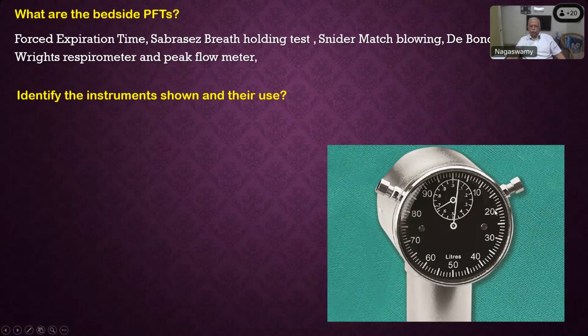Of course, most of you would not have seen, so I will not waste time. One is for resetting these two pointers to 0 level. So if you press this, both the needles will come to 0. So you can start the measurement.